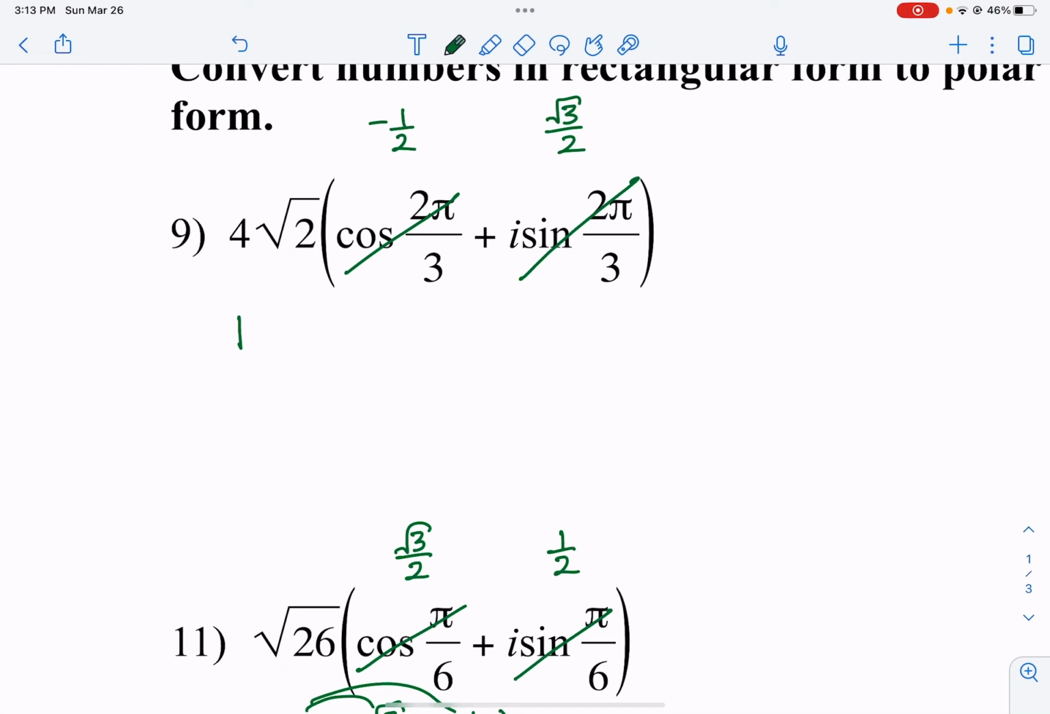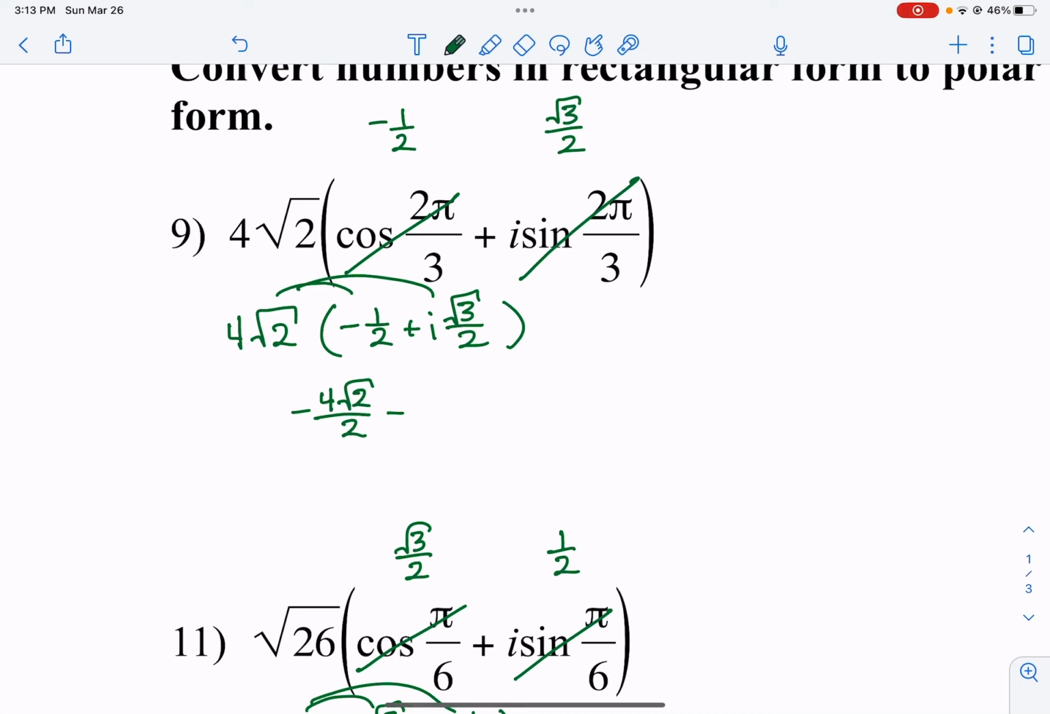So let's see what we got. 4 square root of 2 times negative 1/2 plus I times square root of 3 over 2. All right, now let's go ahead and multiply these in. So we end up with negative 4 square root of 2 over 2 plus I, and we have 4 square root of 2 times square root of 3 is going to be square root of 6. And then we have that 2 on the bottom there.